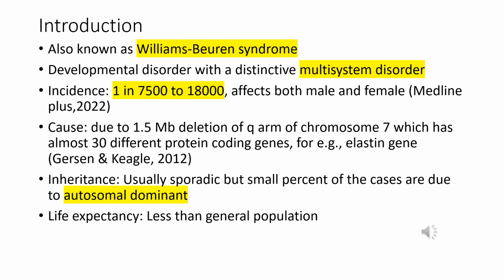Most cases of Williams syndrome are not inherited and usually occur as a random event. However, a small percent of the cases are due to an autosomal dominant inheritance pattern, where the patient inherits the chromosomal deletion from a parent who has the condition. And people who are suffering from Williams syndrome have a life expectancy lower than the general population.